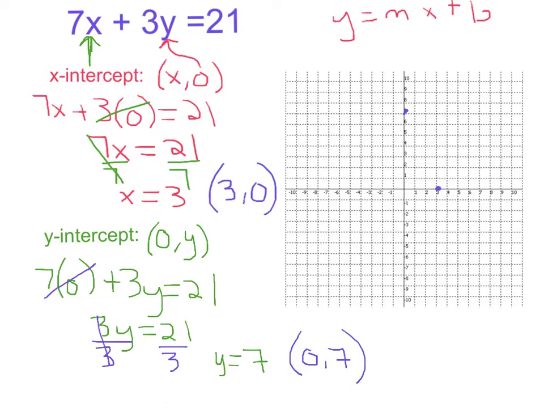So now we have 2 points. So if you just have a straight edge, you can connect those 2 points, and it's going to create a straight line, which is the graph of this linear function. So instead of finding the slope, you can find the x-intercept and the y-intercept, plot your points, and connect to make your graph.